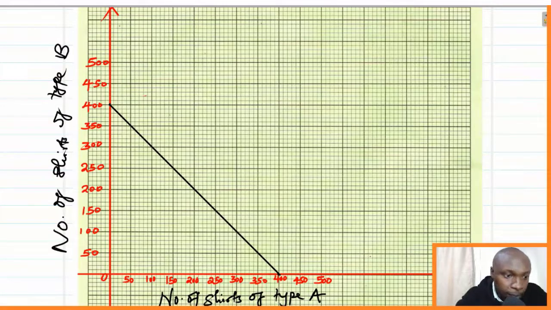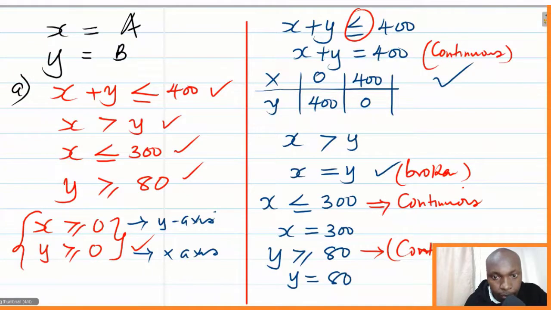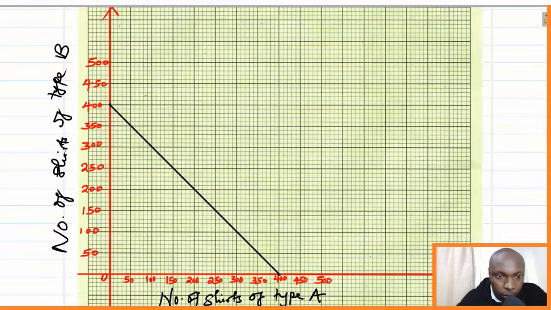You can see it is passing through those 2 points, 0, 400 and 400, 0. Just to confirm, these are the points where the line is passing. It's good to indicate the equation against that line. So this is x plus y is less than or equal to 400.